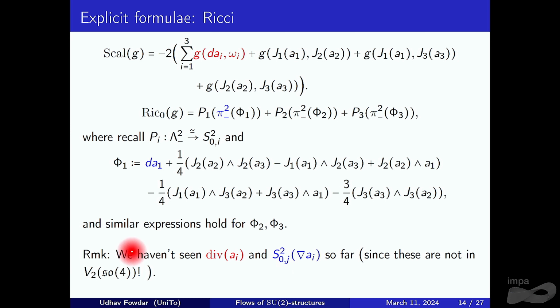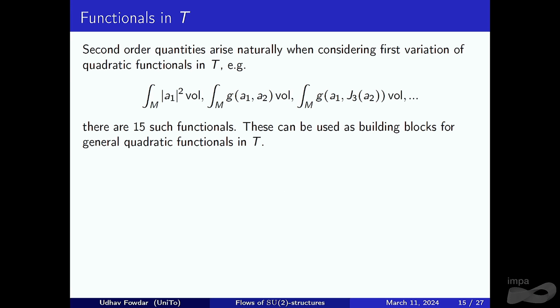That's precisely because these were not sort of curvature terms. That's why we haven't seen them. So let's try to find a way to find these guys. A good way to find sort of second order quantities is to look at some sort of quadratic functional involved in the first order one, so in terms of intrinsic torsion. And so there are these natural functionals that you can consider.